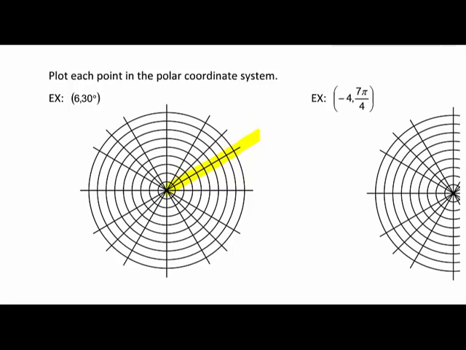Now our r value is positive, so we're going to go 6 rings out in the same direction as that angle. So starting at our pole, we're going to go 1, 2, 3, 4, 5, 6 rings out, and there's our point. That highlight, that's actually not part of it. That was just to help us find where to go. So find your angle. If your r is positive, you're going to go that many rings towards your angle. If your r is negative, we're going to go in the opposite direction.